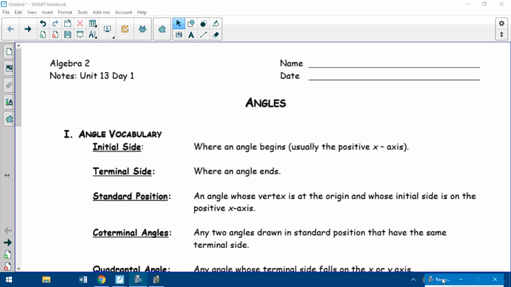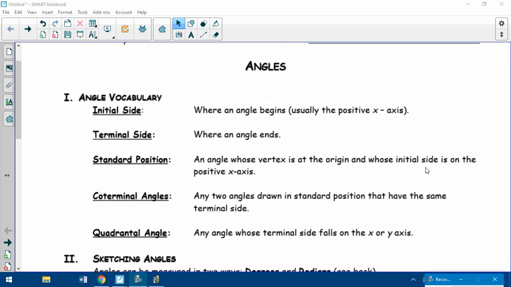Hello and welcome to the first day of Unit 13. This is the trigonometry unit. This one's kind of a long one. There's a quiz in the middle of the unit that we'll get to after spring break. But we're starting with talking about angles. And trigonometry really is all about the study of angles and triangles.